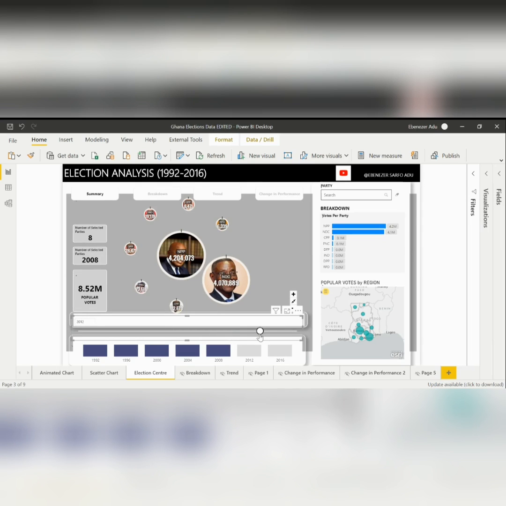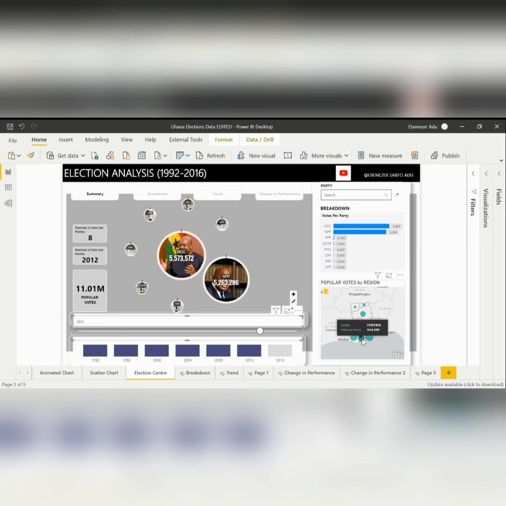Then let's see 2012. President John Mahama won, and Akufo-Addo trailed with 11.01 million votes. Eight parties contested. Now the parties are becoming so many. As usual, it seems that there are pop-ups. Western is doing well. Eastern is also growing. Central, Greater Accra, the rest are trailing.